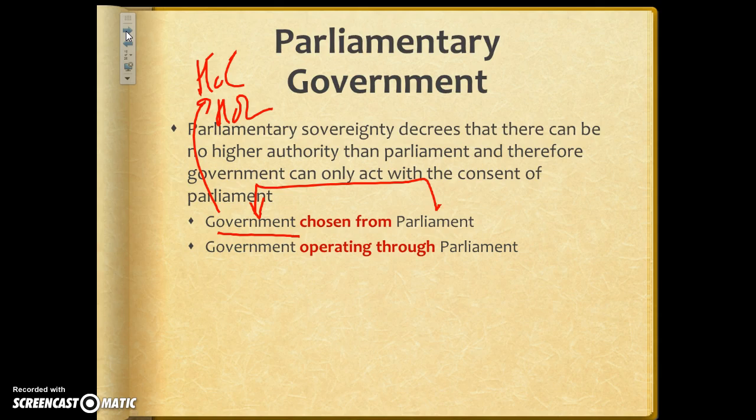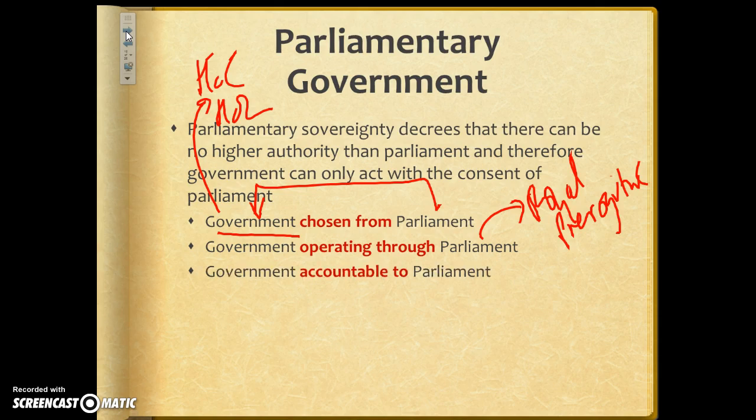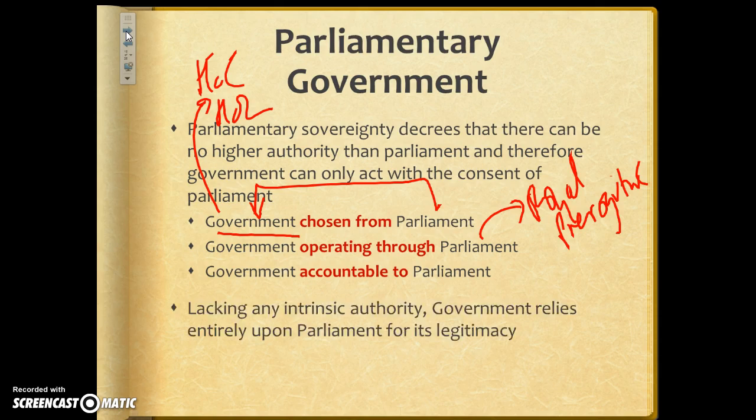The complication that comes there is something called the royal prerogative, and we will look at that when time allows. But right now, all you need to know is that your government is obliged to operate through Parliament, and more importantly, perhaps, to be accountable to Parliament. Parliament, at any time, can turn around to the government and say, "Oi, what exactly do you think you're doing?" Government lacks any intrinsic authority, and it relies entirely upon Parliament for its legitimacy. If Parliament calls time on a government, then government has to go.